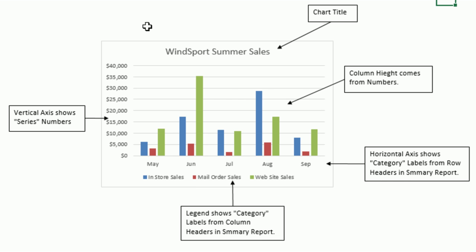Sometimes we could switch this chart, and the categories will be here and the numbers will be down here. But they call these categories. When we look inside the chart at the dialog box that's pointing to the cells, the numbers will be called series and the labels will be called categories.